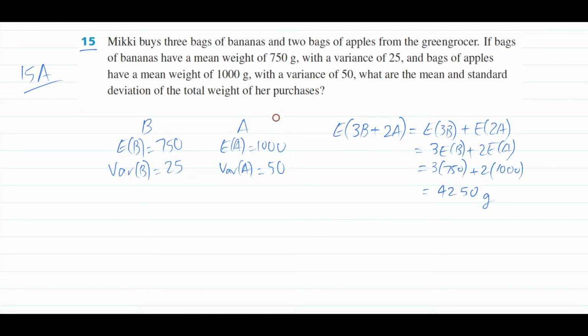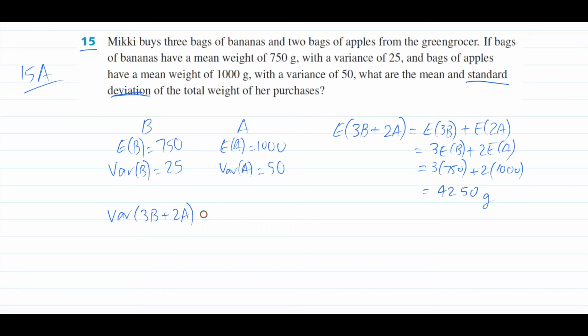Very simple. But here's the confusing part: finding the standard deviation of the total weight of her purchases. So traditionally, to find standard deviation, you would need to find variance first. So we're going to do that. Variance of 3B plus 2A, that's her total purchases, 3 bags of bananas and 2 bags of apples.